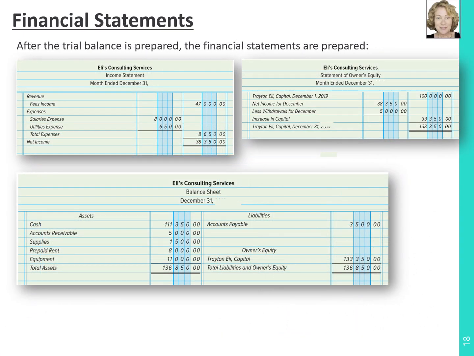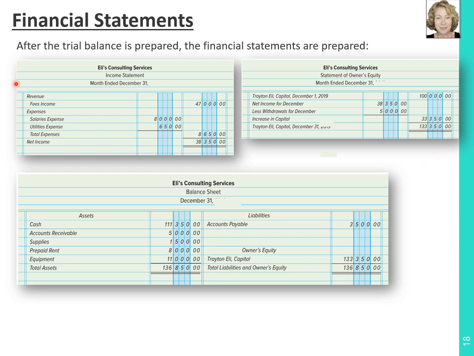So what do we prepare first? It's always the income statement that comes first. Why? As a reminder, we need the net income from the income statement to complete the statement of owner's equity, right? You can't prepare the statement of owner's equity if you don't have the net income, and you can't complete the balance sheet without knowing the ending balance from the owner's equity. So it's important that you have that.